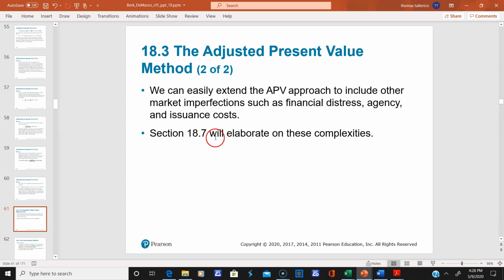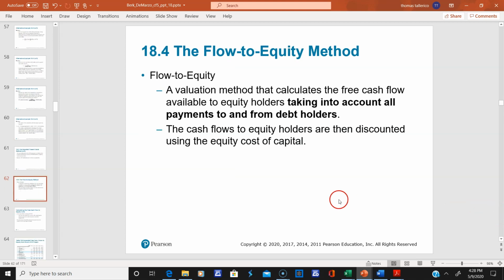We will not do section 18.7, okay? So we will not do that. I don't want anybody to get nervous about that, so don't worry about that.